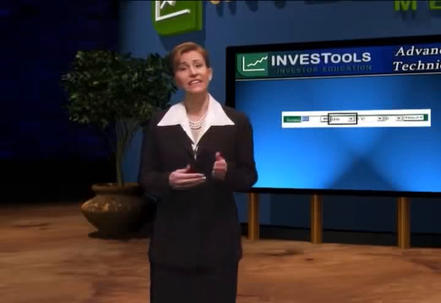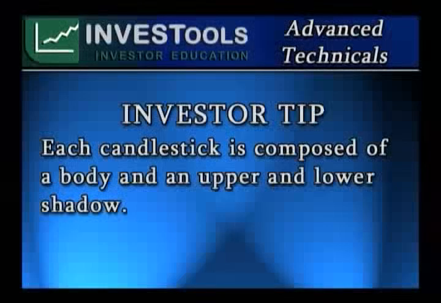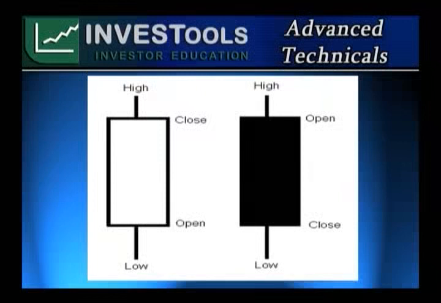Candlestick analysis will also be the first technical analysis method discussed, but before we do, I'd like to give you an investor tip about candlesticks. Each candlestick is composed of a body and an upper and lower shadow. Now, let's take a look at a candlestick chart. Like a bar chart, a candlestick chart shows three things: the opening price, the trading range, and the closing price. The range for the period is shown with a vertical line.